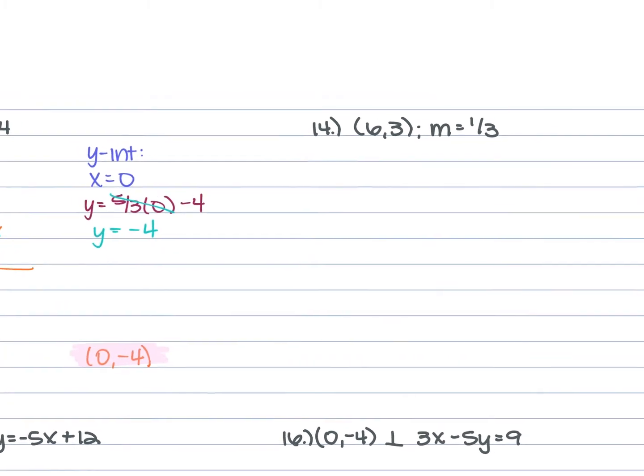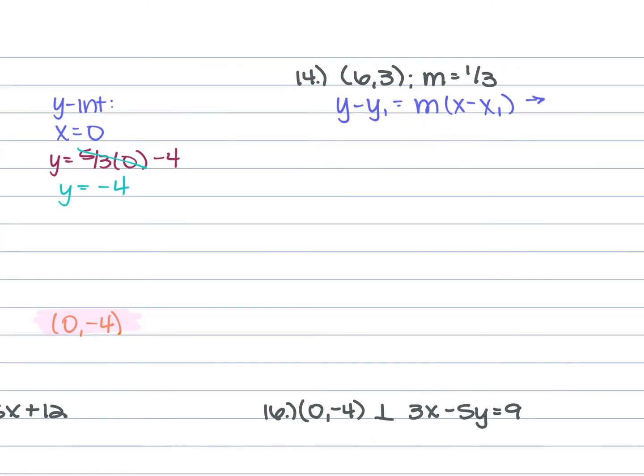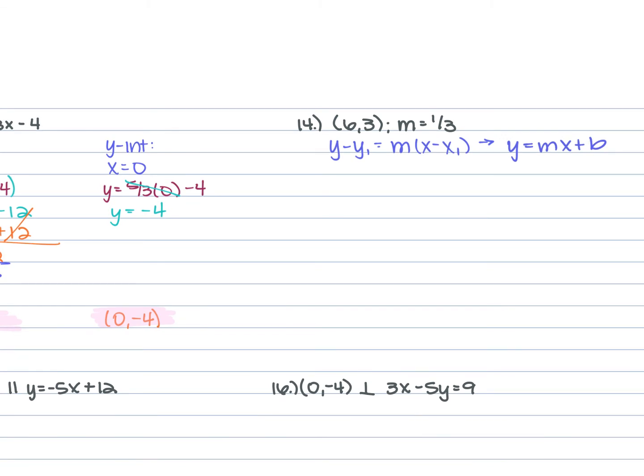So for 14, it gives you the ordered pair of 6, 3, and the slope of 1/3. We're writing this equation in slope-intercept form. So we're going to start with point-slope form, which is y minus y1 is equal to m times x minus x1. And then we're going to transform that into slope-intercept form. So y equals mx plus b.